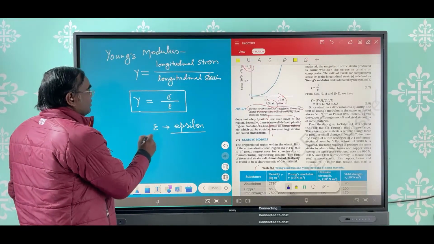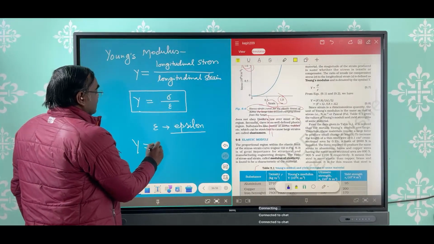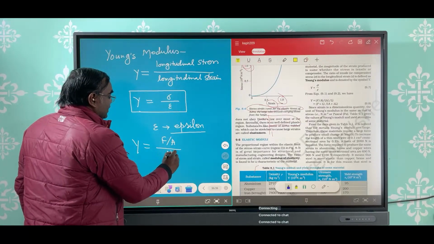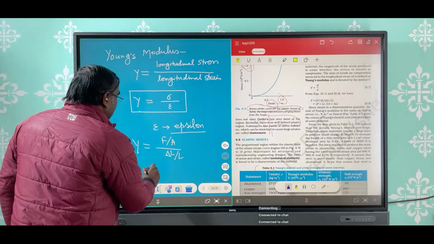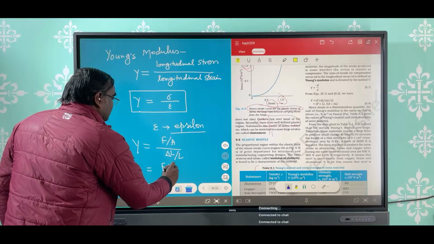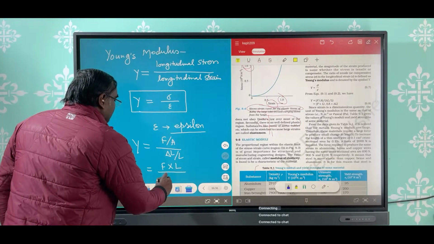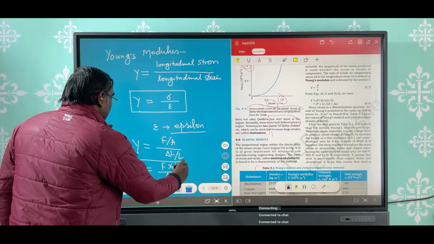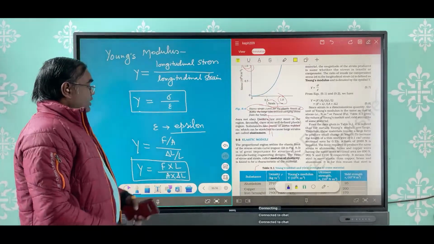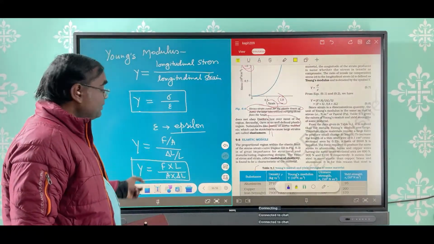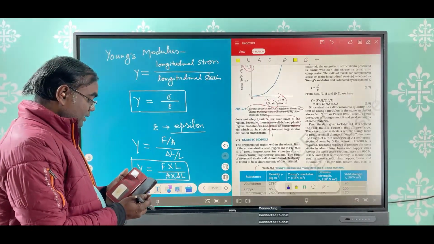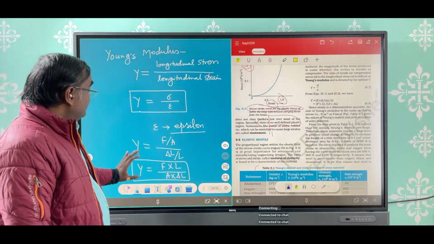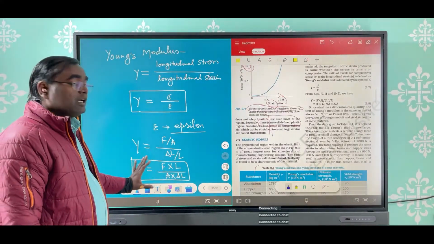In case of longitudinal stress, it is F by A, and longitudinal strain is delta L upon L, which can be further written as Y is equal to F into L upon A into delta L. You must remember this relation, because numericals come based on this formula. This formula is very important.